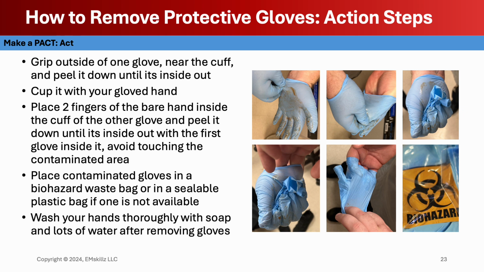How to remove protective gloves. Action steps. Grip outside of one glove near the cuff and peel it down until it's inside out. Cup it with your gloved hand. Place 2 fingers of the bare hand inside the cuff of the other glove and peel it down until it is inside out with the first glove inside it.